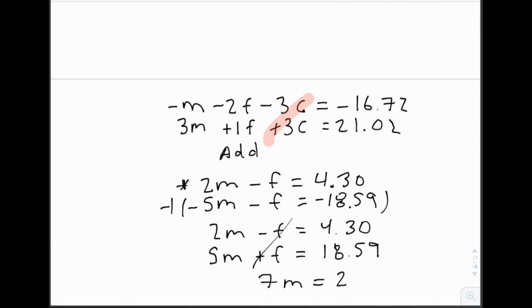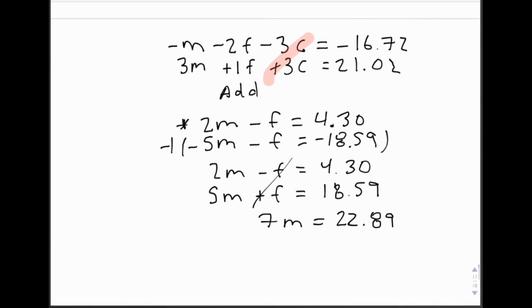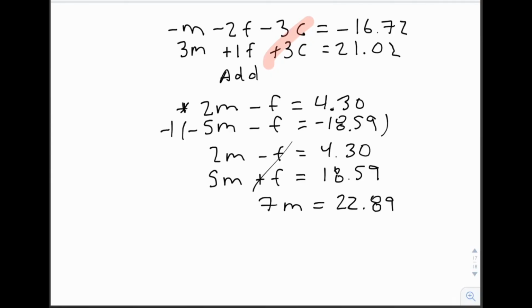So we can eliminate our flour here, and we are left with 7m equal to 22.89. And in order to find the price of milk, we can divide by 7. So divide by 7, and your milk price is going to be equal to 3.27.